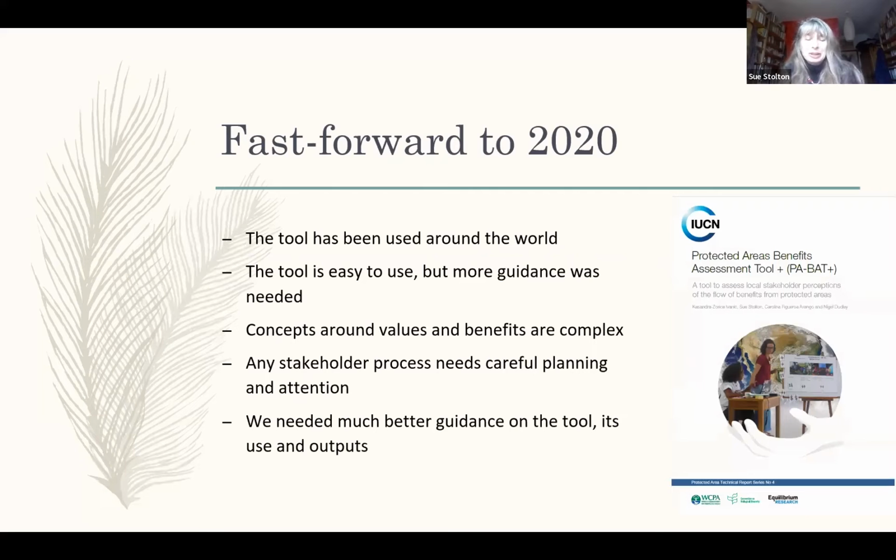So fast forward to 2020, it was supposed to be launched at the World Conservation Congress, but there we go. The tool has been used around the world, and we think it is an easy tool to use, but it was clear that we needed more guidance. Concepts around values and benefits are quite complex. Any kind of stakeholder process needs careful planning and attention. So we put together this very detailed guidance document with all the people that are talking today. We all had a role in this, and it was published as one of the IUCN technical series.